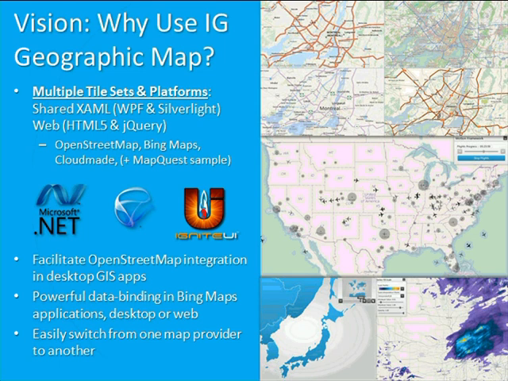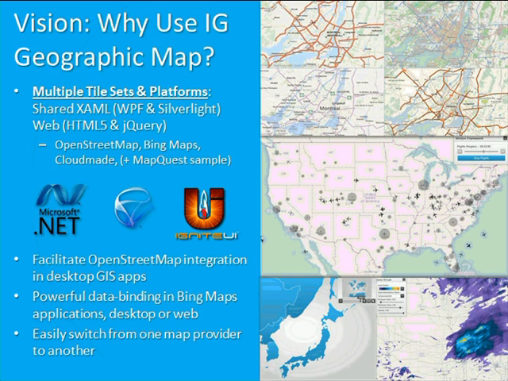Some of the things you can do, for example, is for those of you that like to use free imagery. OpenStreetMap is an open source project that basically catalogs maps from across the world. OpenStreetMap is very inherently web-based. So what that means is it's kind of hard to use in desktop applications. With our shared XAML platform and our geographic map, you can easily integrate OpenStreetMaps inside of your desktop GIS application.